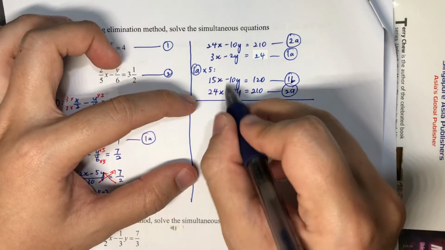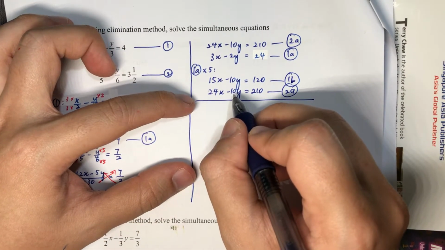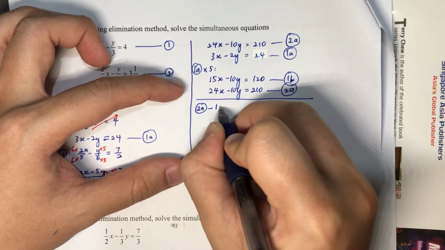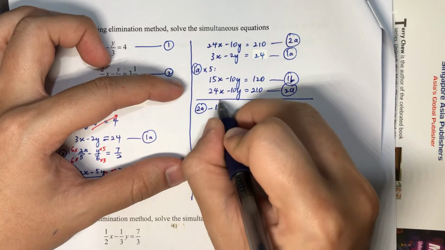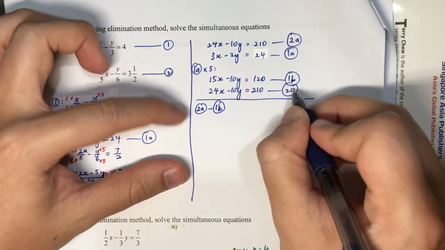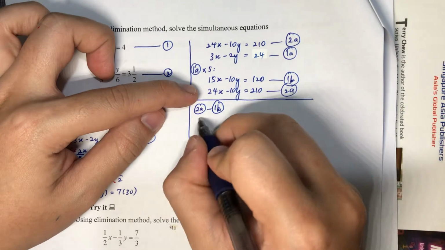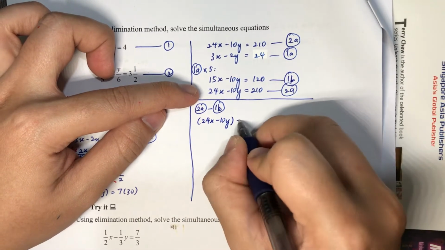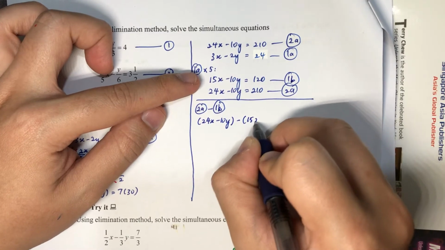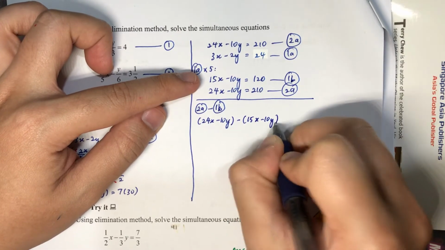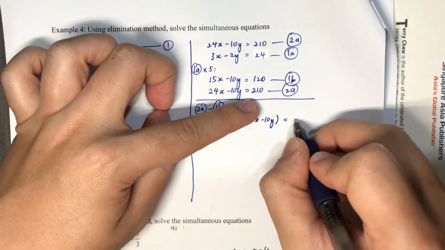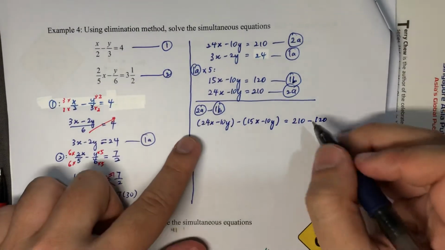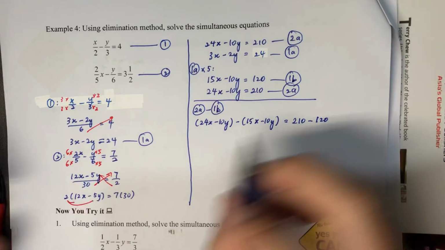10y and 10y, same sign, so I need to minus. I will take 2a minus 1b, equation 1b. The entire thing of 2a on the left hand side, minus this one on the left hand side. On the right hand side, I have 210 minus 120. The numbers are big, but don't worry, you can rely on your calculator.